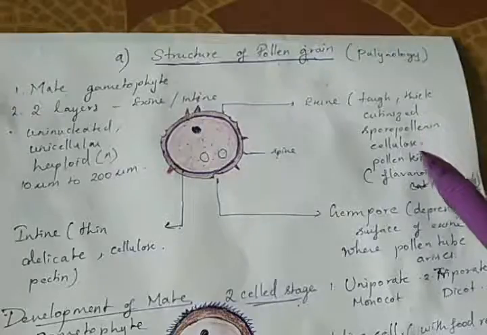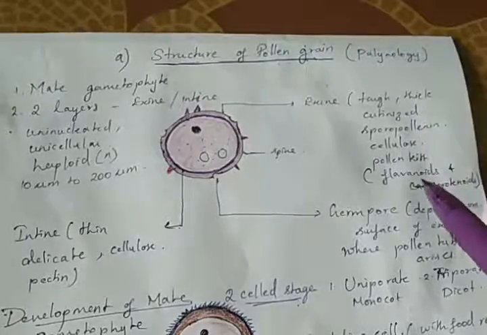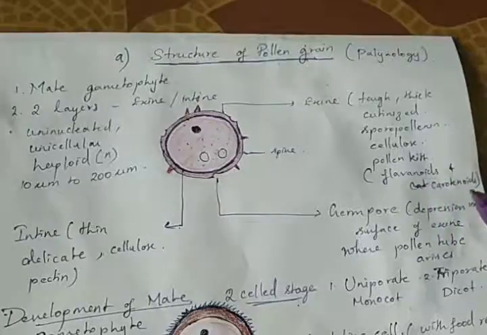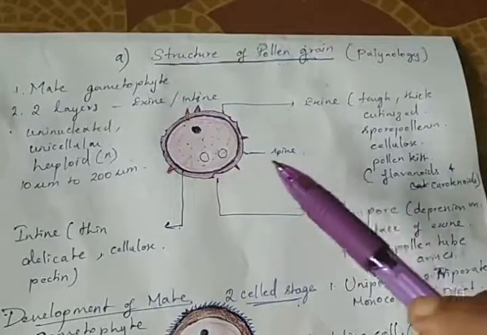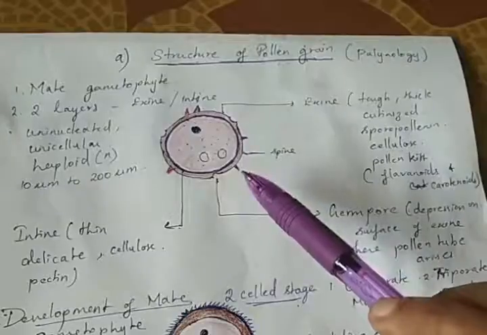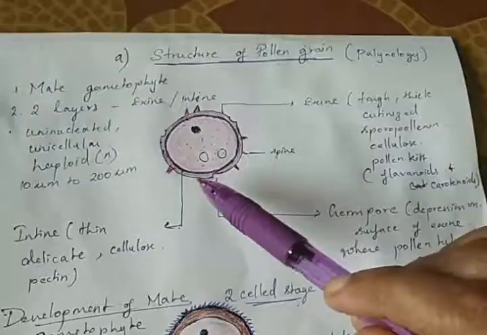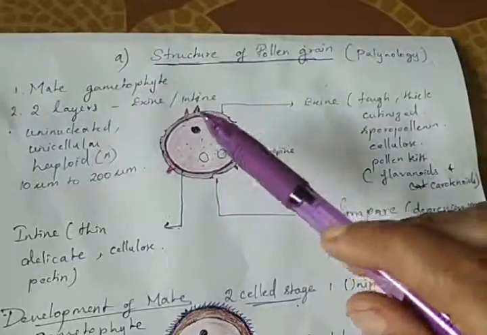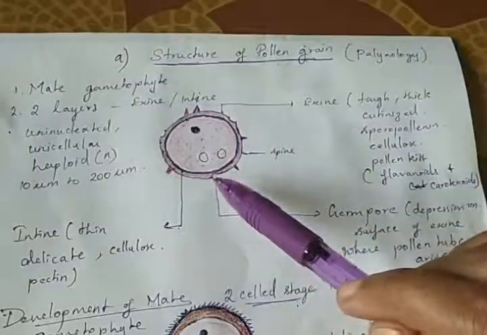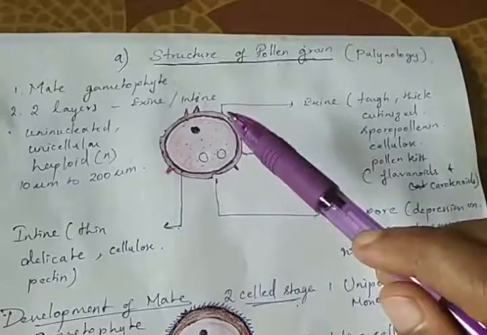The sporopollenin and pollen kit are derivatives of flavonoids and carotenoids. That's why when you observe the pollen grain under the microscope, they appear in yellow or orange colors. The exine is not uniformly thickened all over. There are certain depressions seen in the exine layer.